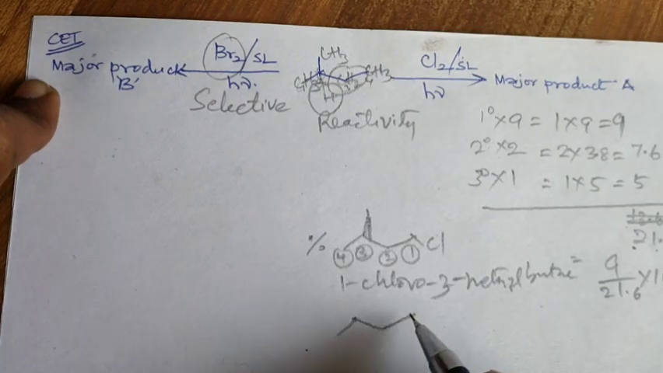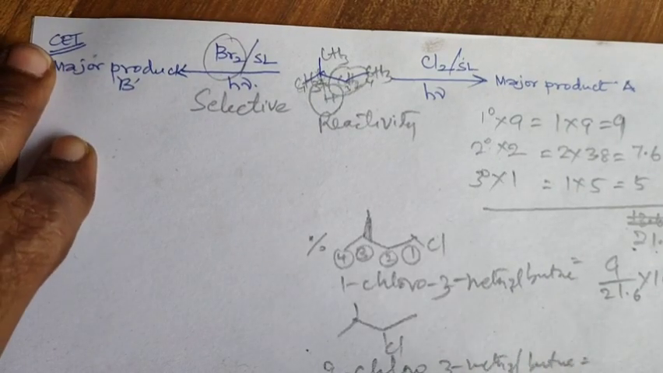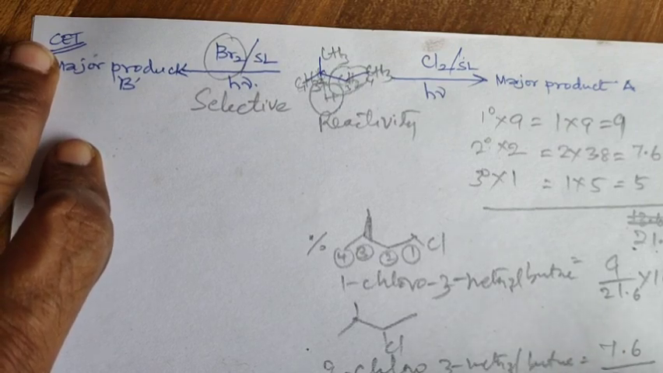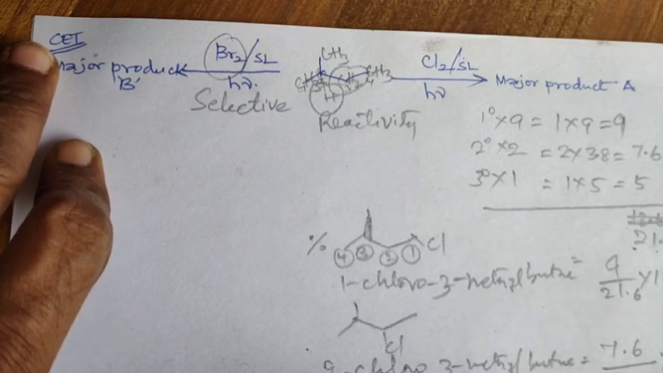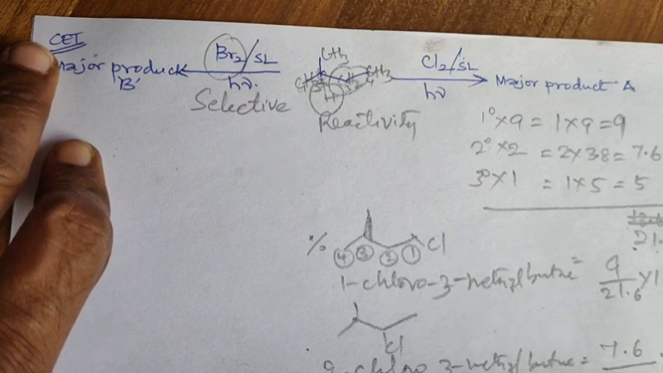Next, this is 2-chloro-3-methylbutane. The percentage is how much? That is 7.6 divided by 21.6 into 100. Next, 2-chloro-2-methylbutane has percentage 5 by 21.6 into 100.